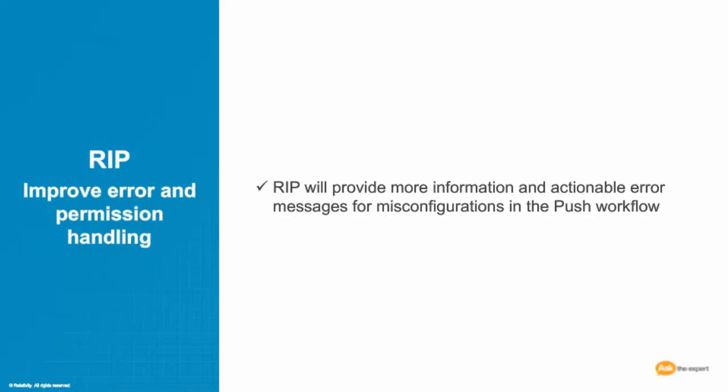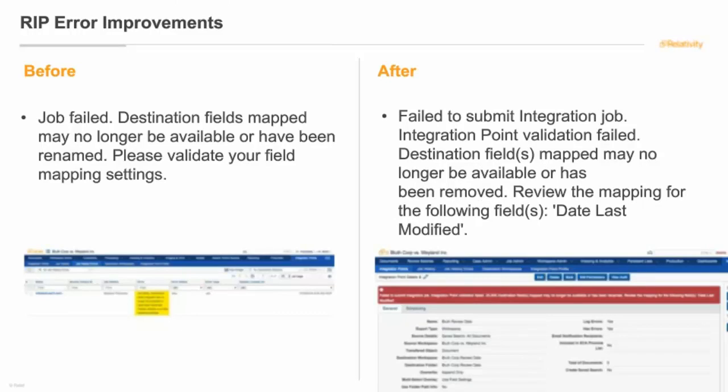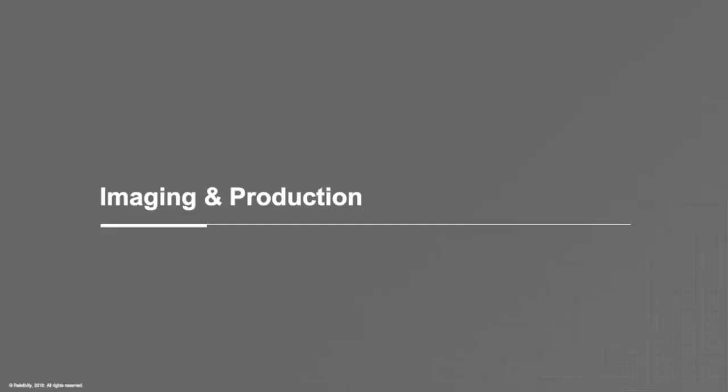For RIP, we've added more informational error messages so that when you do encounter an error message during the push workflow, it's going to give you more details on where exactly the error message is occurring. So to show you an example here, we have the before and after of that error message. And really the big thing here is that in the after error message, it actually tells you which field to look at where this failure occurred. And this is going to help you a lot rather than having to track down yourself which field is causing this error message.